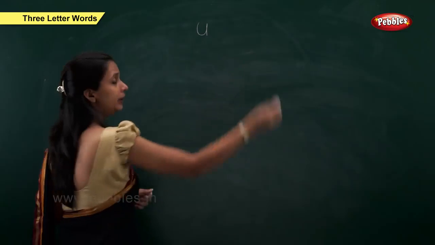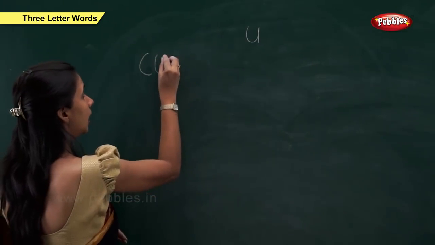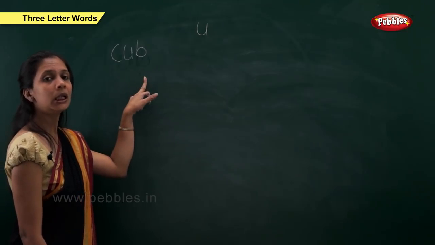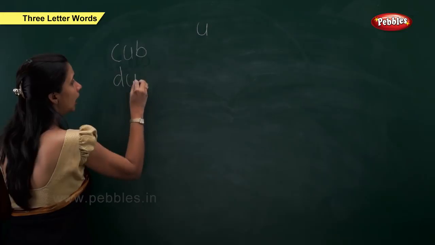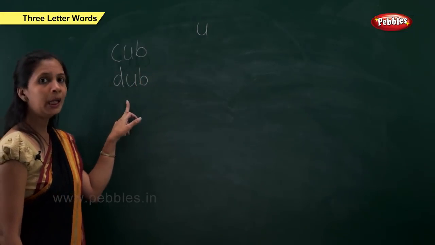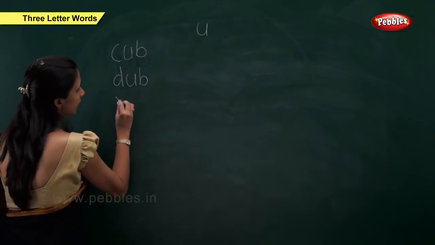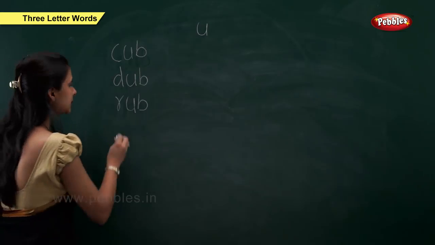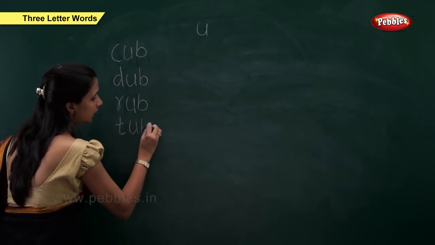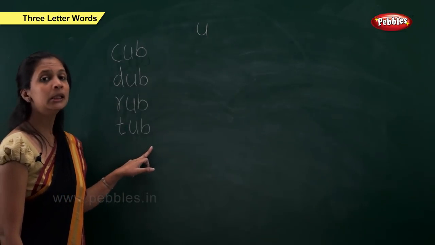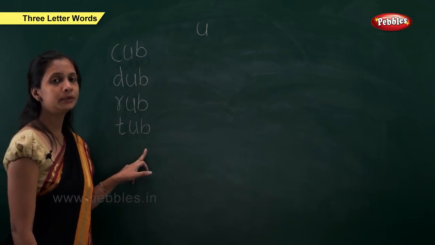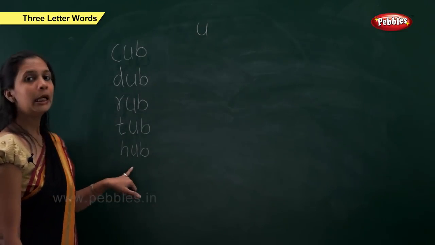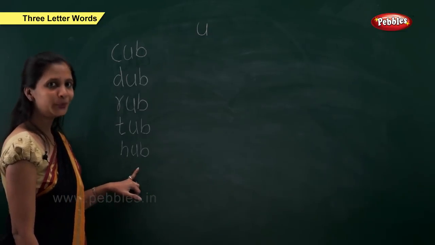With the help of U vowel, we can make three letter words. C-U-B, cub. The next is D-U-B, dub. The next is R-U-B, rub. The next is T-U-B, tub. The next is H-U-B, hub.